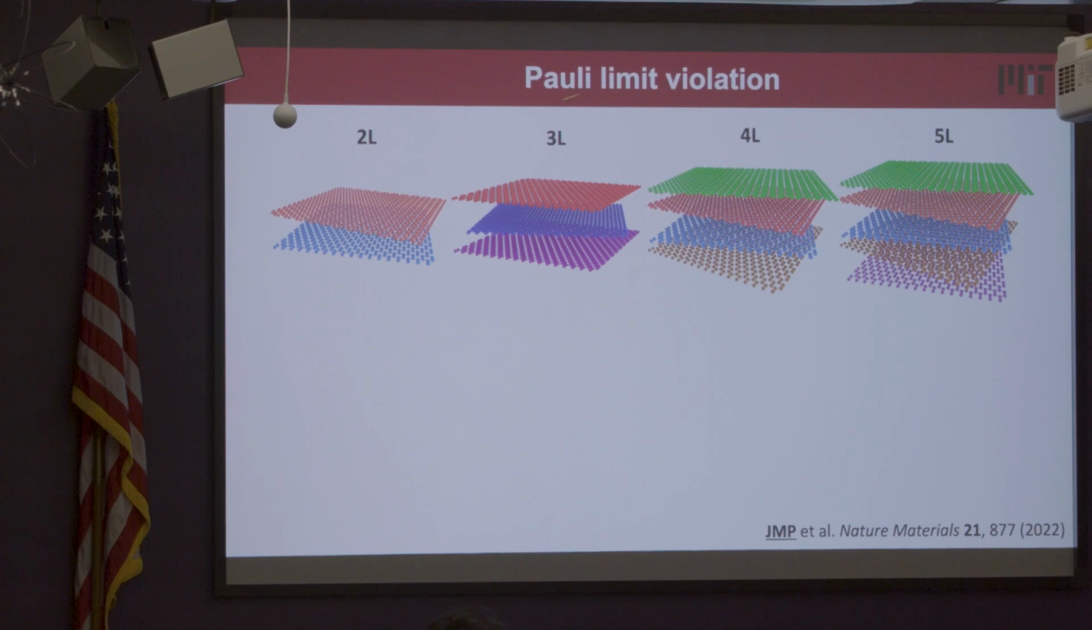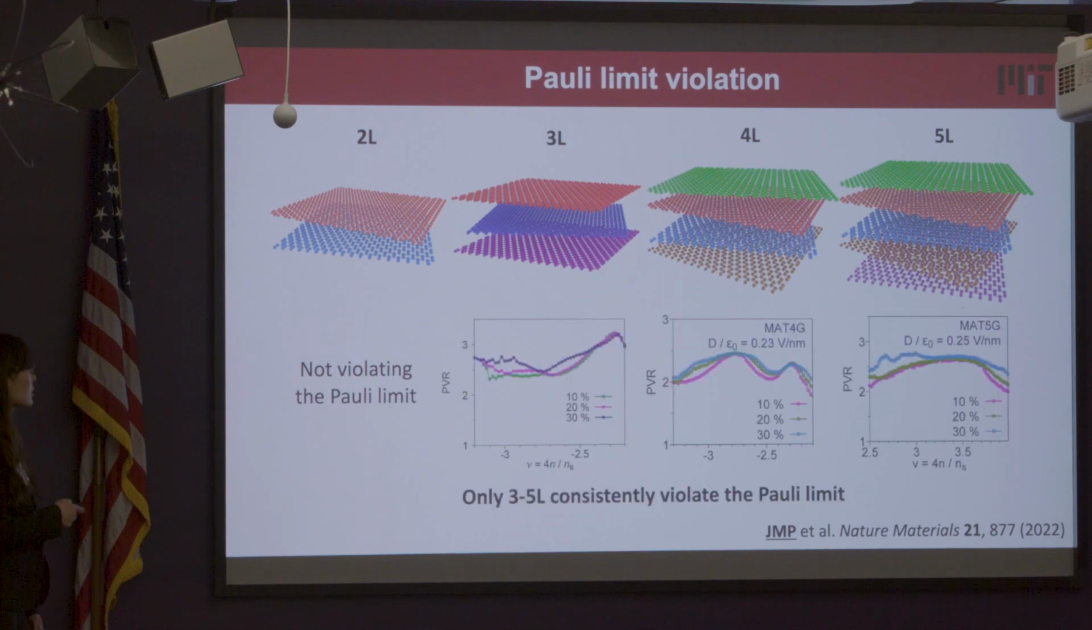We can first perform this magnetic field experiment, where we compare our critical magnetic field to the Pauli limit, as we did for the twisted trilayer. We already saw that twisted bilayer graphene is not really violating the nominal Pauli limit, but it turns out that all 3, 4, and 5 layers consistently violate the Pauli limit.